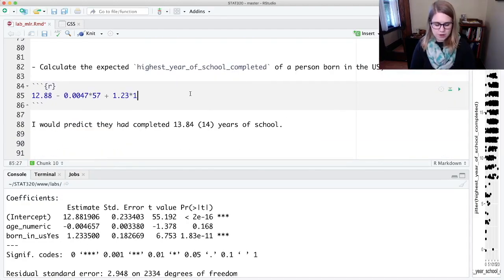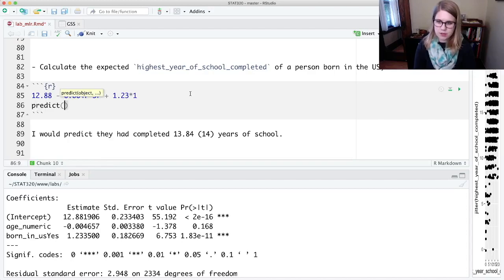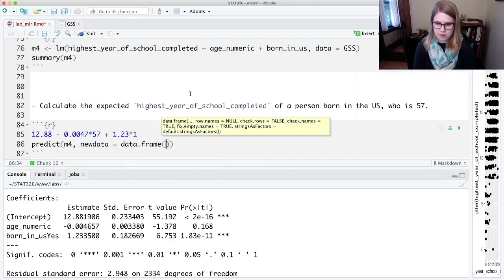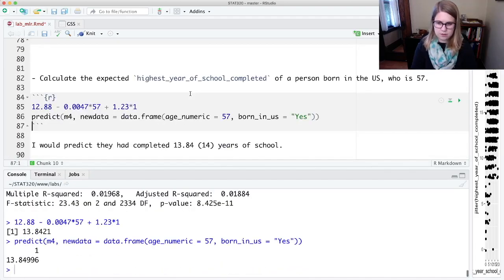If I'd wanted to, I could have used the predict function. I could have done predict on that M4, and then I need new data equal to data.frame, and I need to put in an age numeric, 57, and I would need a born in US equal to yes. And that's just the more programmatic way to get that prediction.